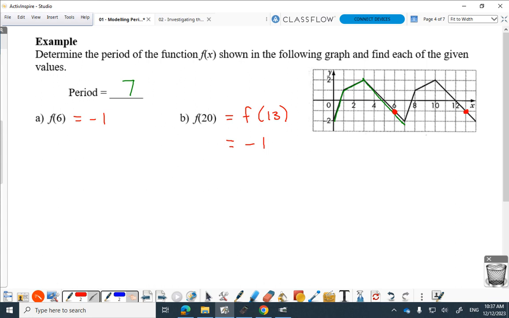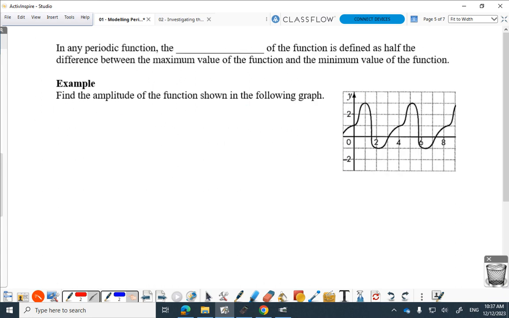Okay, questions there? Is it okay so far? I've got one more new word to show you. In any periodic function, the amplitude. Have you heard this word before? Amplitude. It's mentioned in science a lot, and anytime you talk about an amplifier, that's exactly what we're talking about. We're changing the amplitude of the waves. We're making the waves bigger.